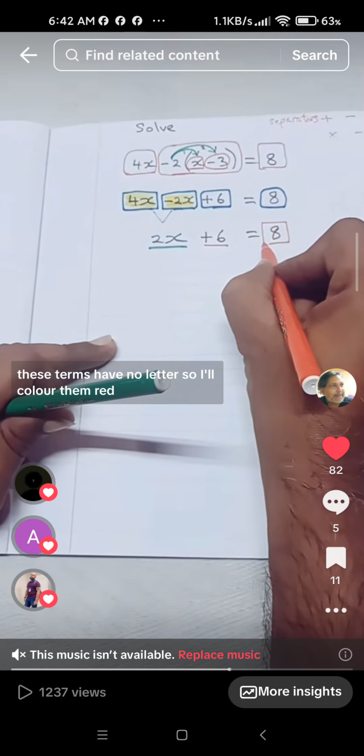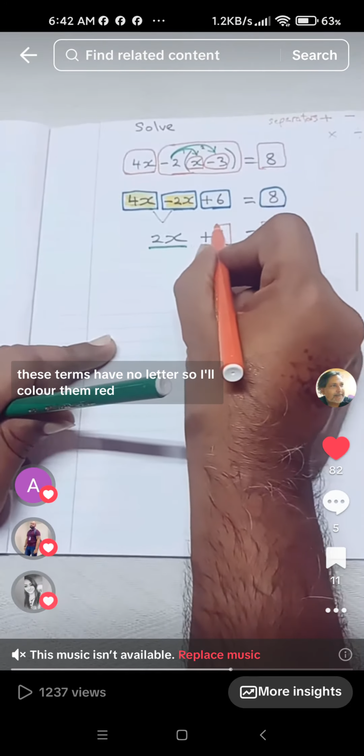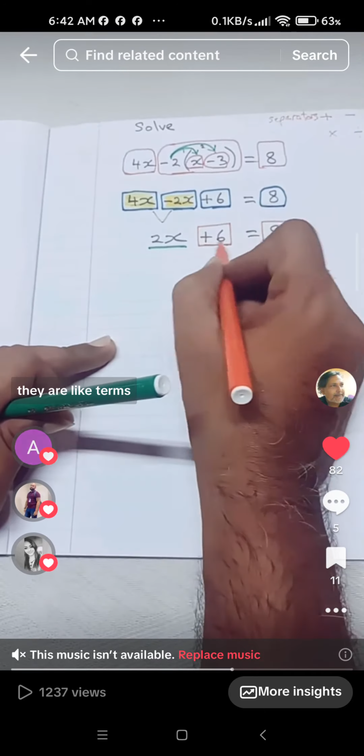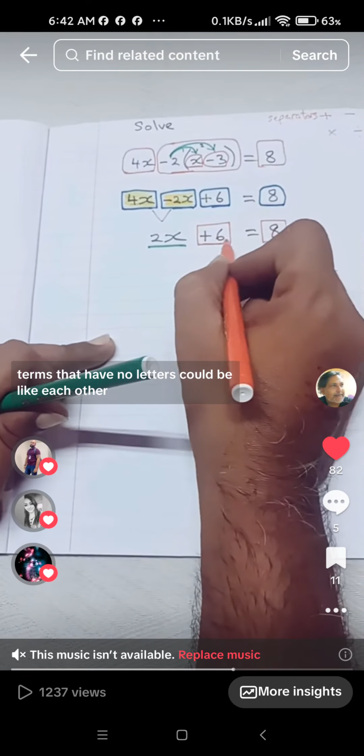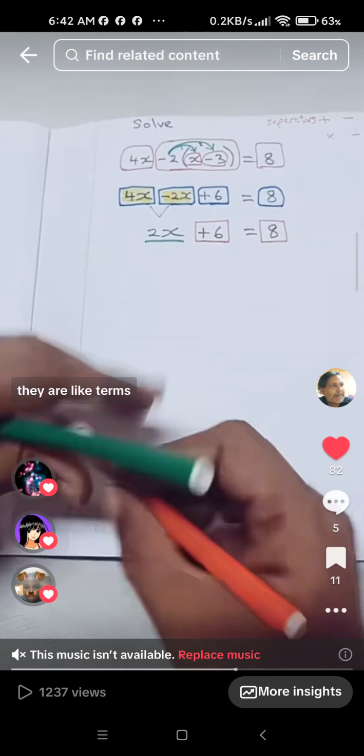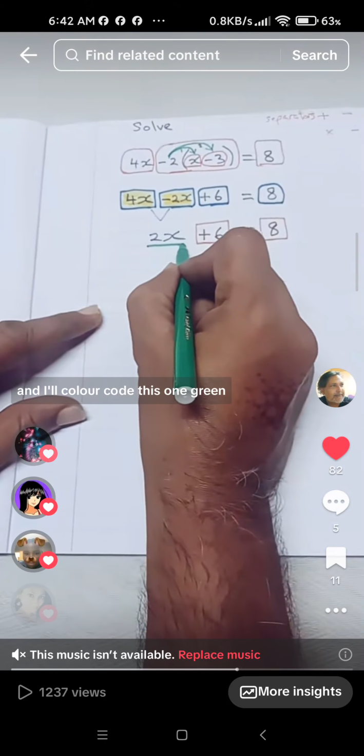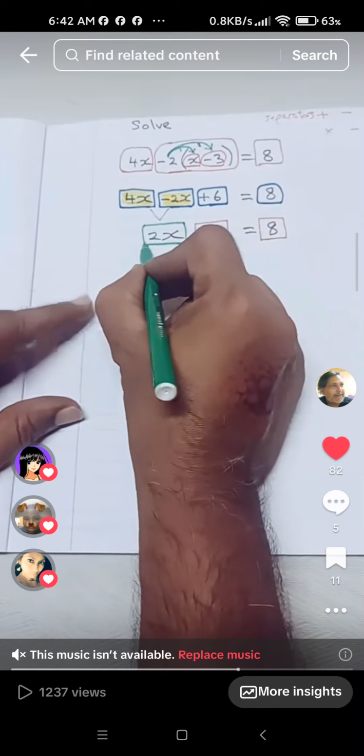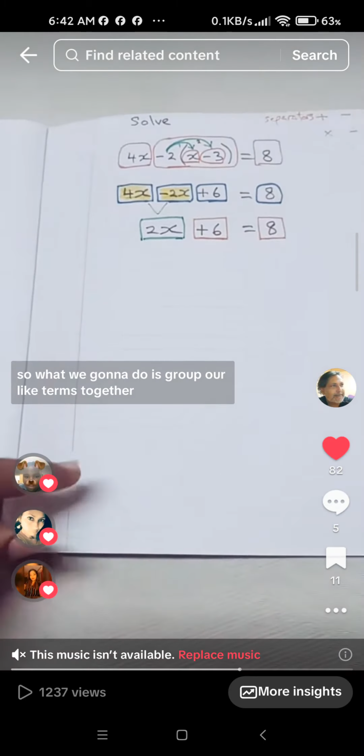These terms have no letter, so I'll color them red. They are like terms. Terms that have no letters can be like each other. They are like terms. And I'll color code this one green. So what we're going to do is group our like terms together.